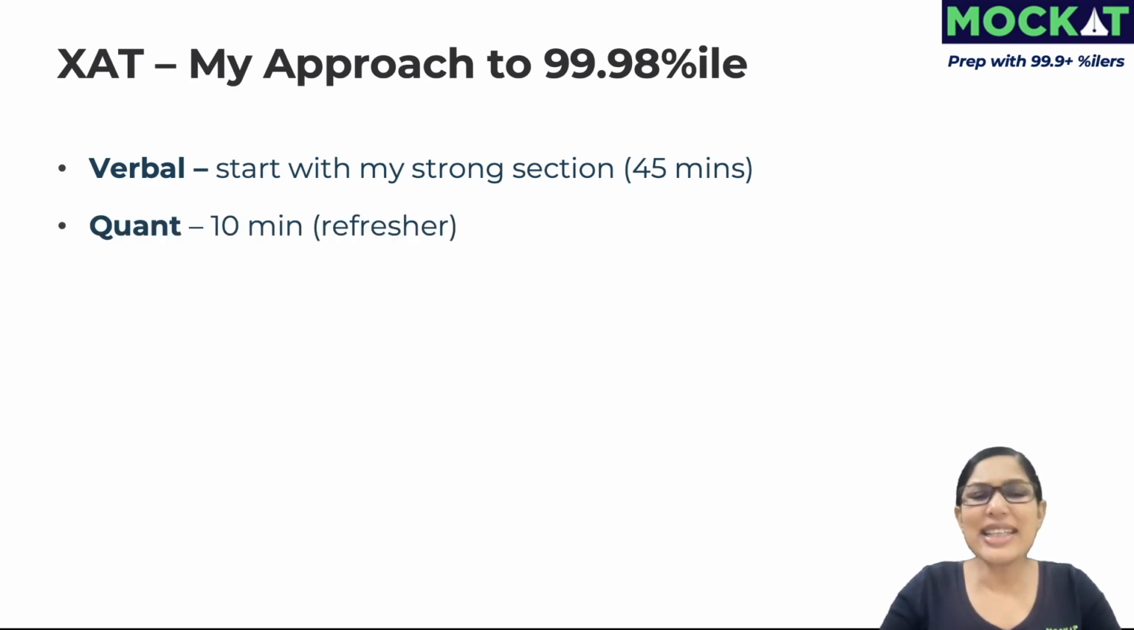Now, after that, since I'd been doing a fair amount of reading, there are RCs, inference questions, and so on, what I did was I spent about 10 minutes solving a few quant questions. So I just went through the first few quant questions, maybe 4 or 5. Whichever ones I could solve, I decided to solve. That was more of a refresher.